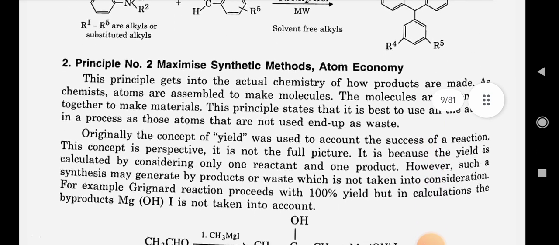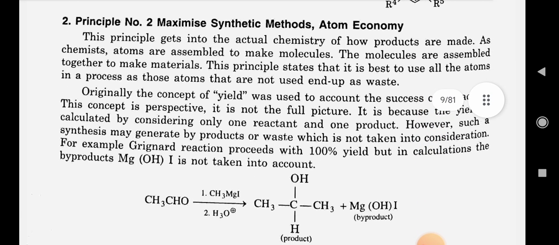Principle number 2. Maximize synthetic methods' atom economy. This principle gets into the actual chemistry of how products are made. As chemists, atoms are assembled to make molecules. The molecules are assembled together to make materials. This principle states that it is best to use all the atoms in the process, as those atoms that are not used end up as waste.